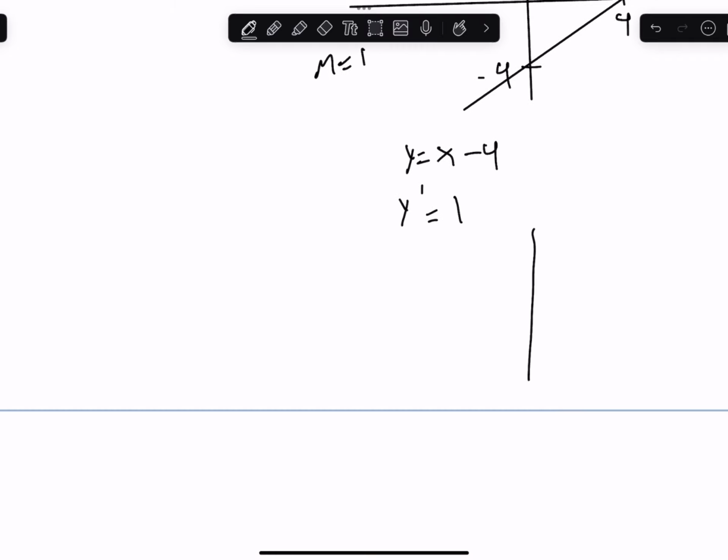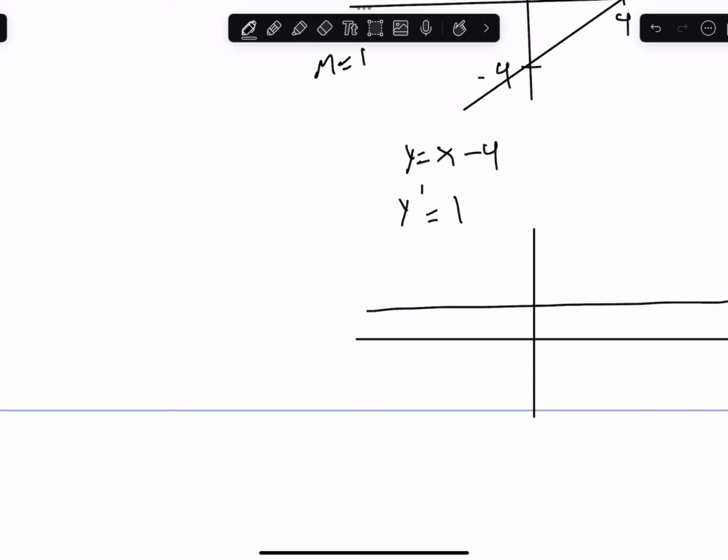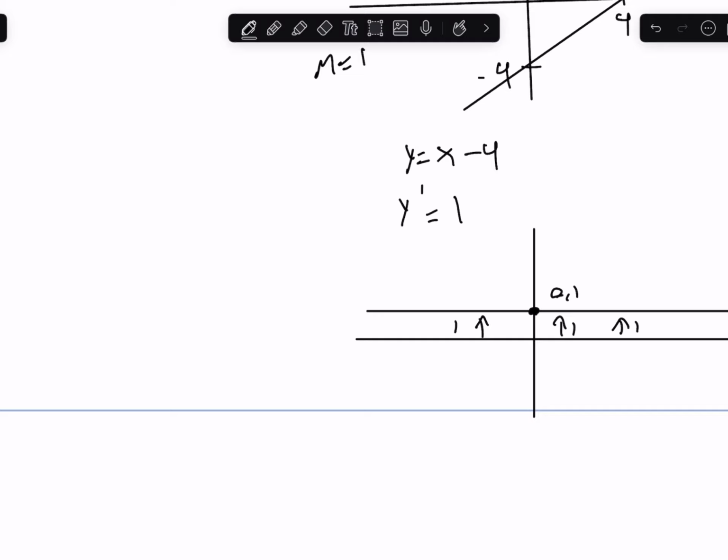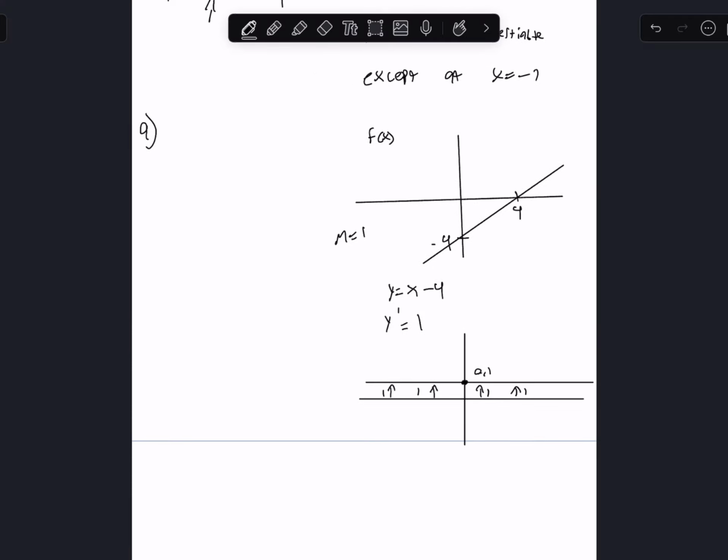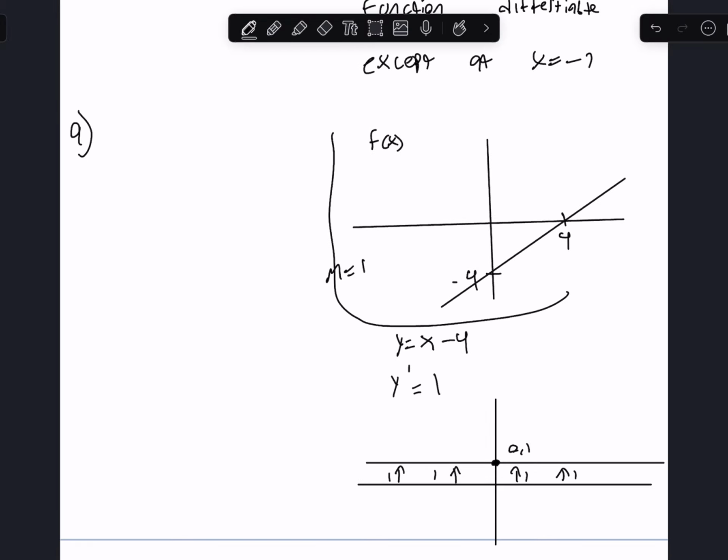Now, to graph this equation, we simply just draw our x-axis and draw one straight line going through the y-intercept at the point 0, 1. And the whole graph is up 1 in a straight line forever. And that is how you graph f prime of x for this equation, or for this graph right here.